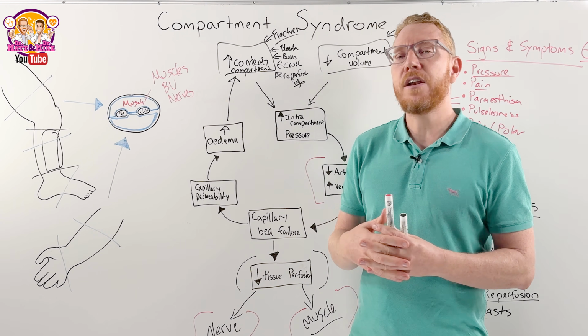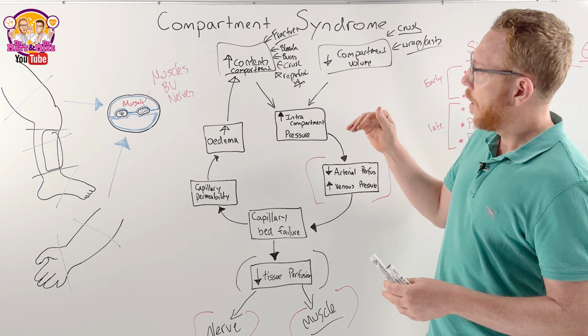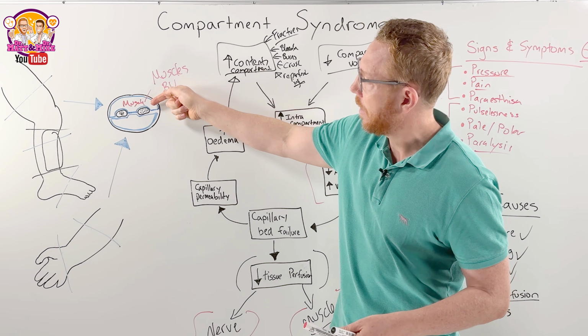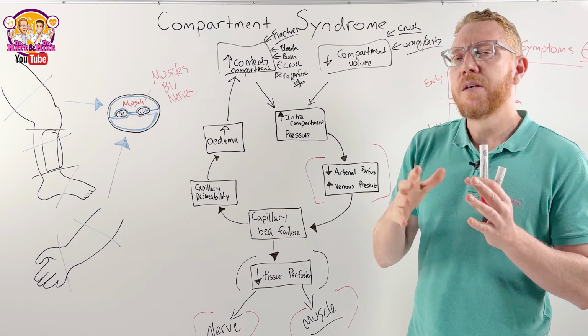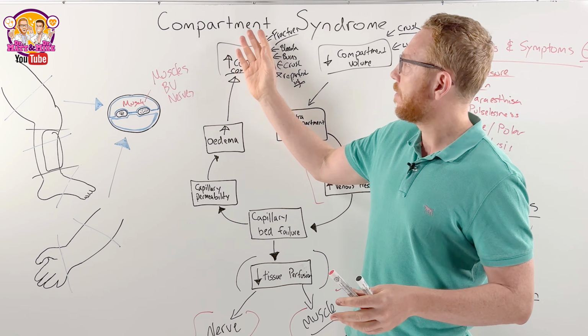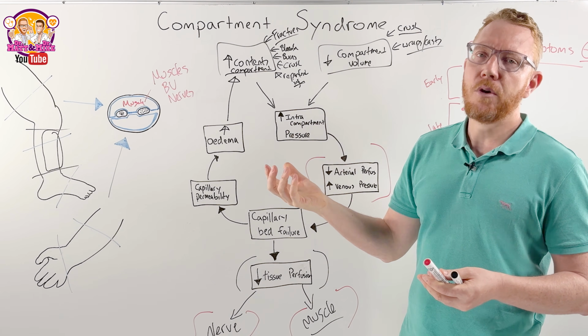Now in terms of the diagnostic assessment, the gold standard assessment is to measure the pressure in the actual compartment. So there are certain devices that you can stick into the compartment and that registers the pressure in the compartment. Something in the region of 30 millimeters of mercury pressure and beyond would be indicative of compartment syndrome, and that would have to be addressed fairly rapidly because this is a medical emergency.